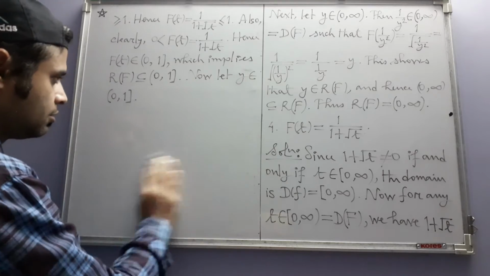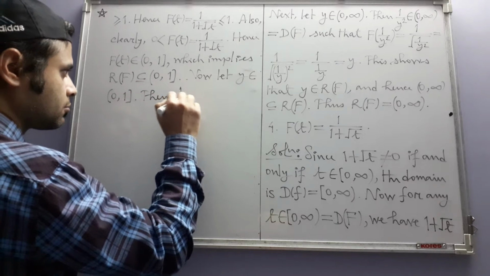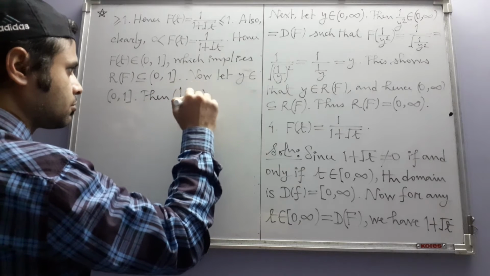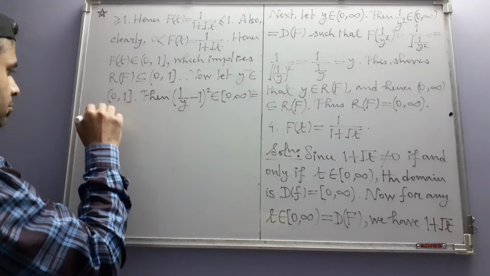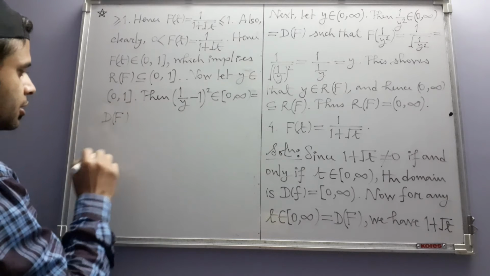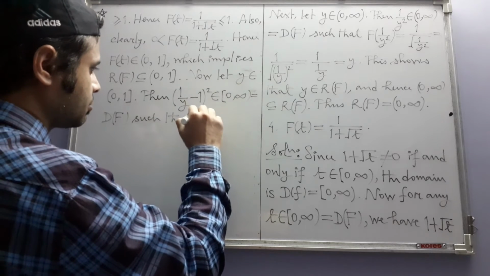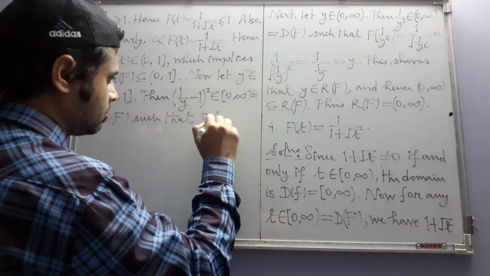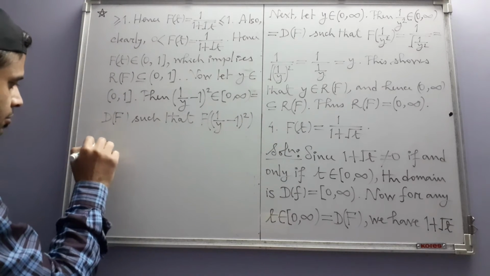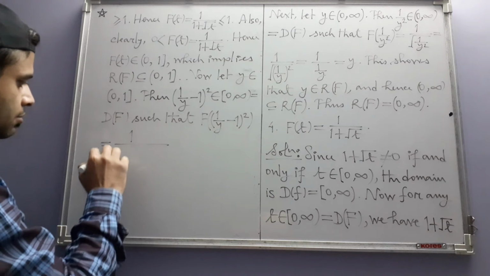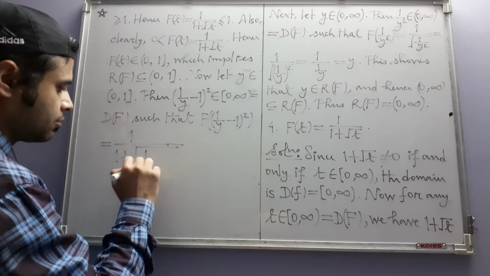Then this belongs to the domain of f such that f of 1 over y minus 1 whole square is equal to square root of 1 over y minus 1.